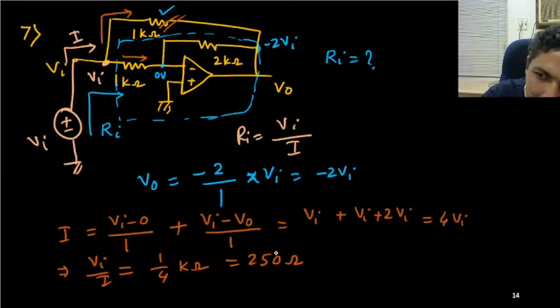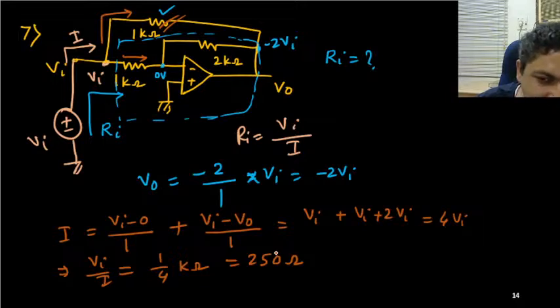Is it fine? So you can see that op-amp problems are not very difficult. It's very easy. So we have not considered any other circuit, or we have considered only negative feedback.